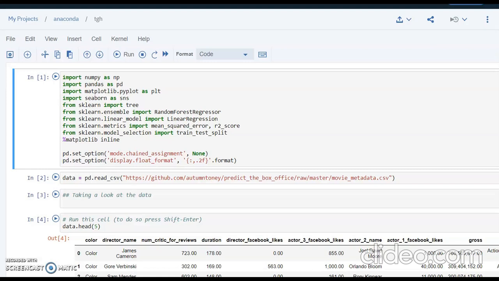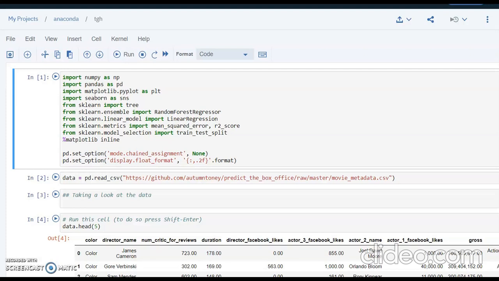So basically, in my presentation, what I am going to do is analyze the sales of box office movies and see which movies perform well and which movies underperform based on many factors that play into it. So basically, these are my imports.